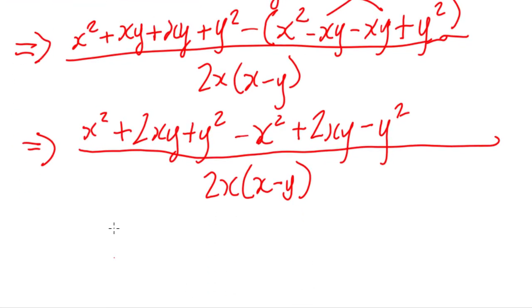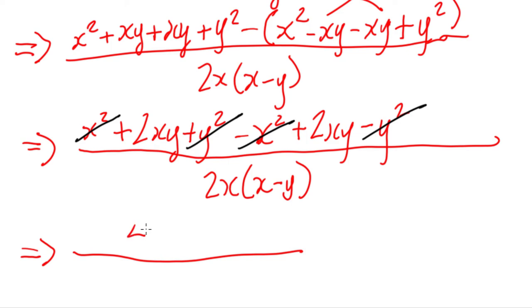Okay, so let's move on. We can cancel things in this part of the solution. We can cancel x squared minus x squared, that's going to give us 0. 2xy plus 2xy is going to give us 4xy. Y squared minus y squared gives us 0. So that will eventually give us 4xy over 2x times (x minus y). Yeah, it's much shorter right now, much better than the one before.